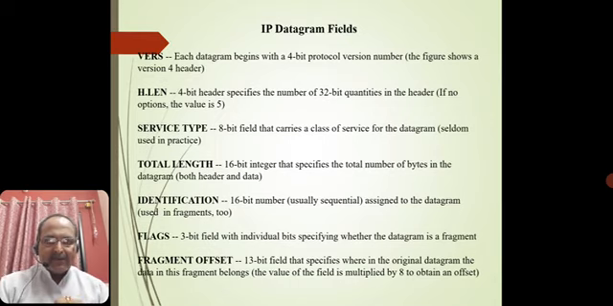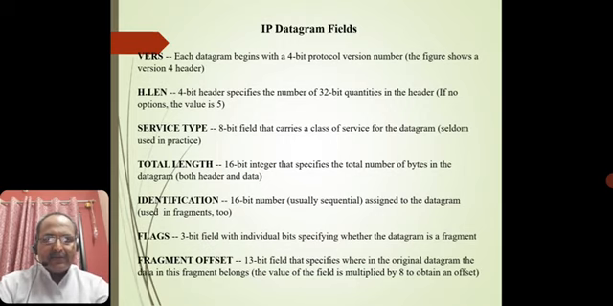Each 16-bit value, usually sequential, is assigned to a datagram and used in fragments. Flags is a 3-bit field with an individual bit specifying whether the datagram is a fragment or the datagram is not fragmented. It's called the simple flags we use to set the criteria.